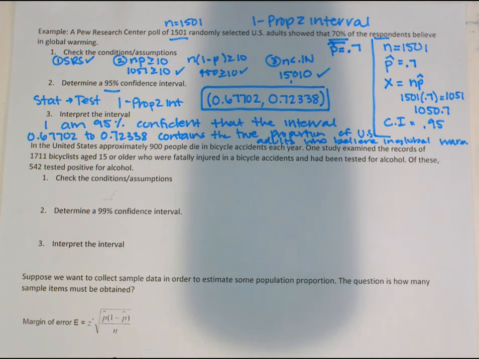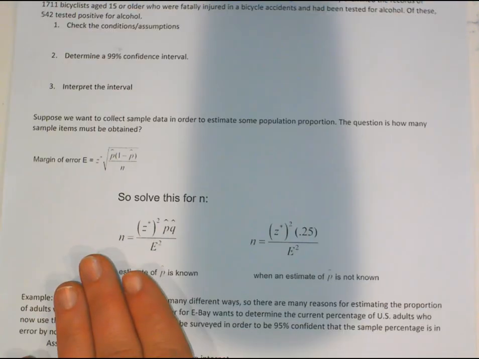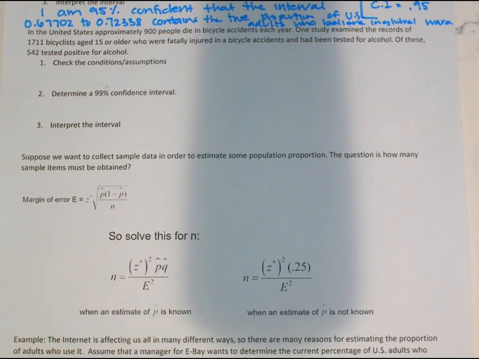All right, so let's go over another example similar to the one that we just did. So in the United States, approximately 900 people die in bicycle accidents each year. One study examined the records of 1,711 bicyclists aged 15 or older who were fatally injured in a bike accident and had been tested for alcohol. Of these, 542 tested positive for alcohol.